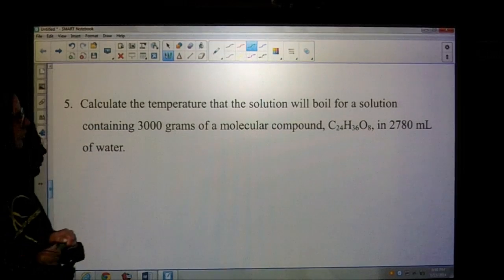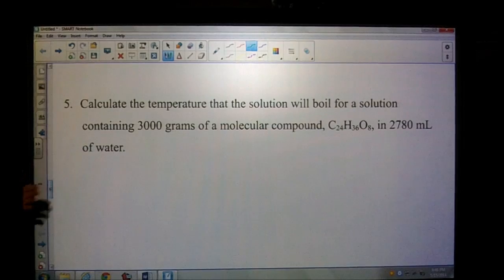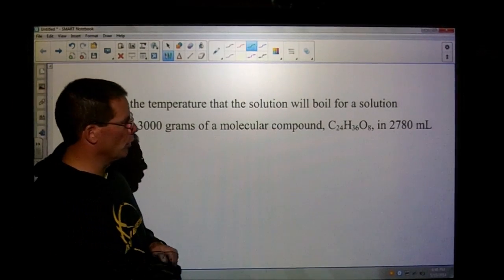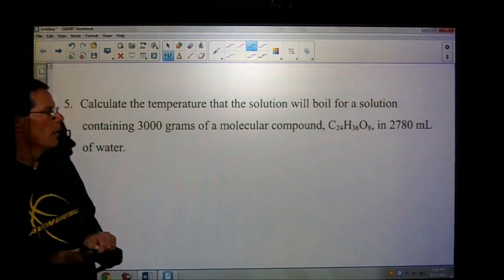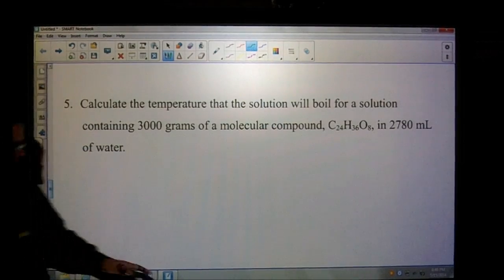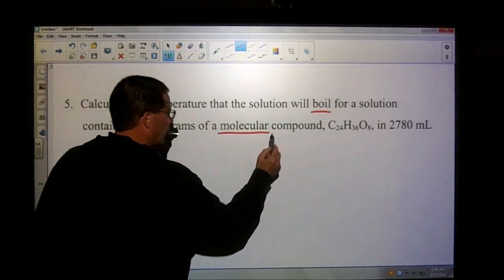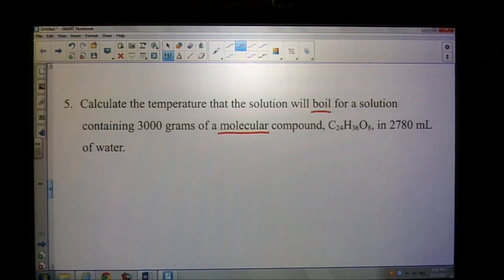Number 5, calculate the temperature that the solution will boil for a solution containing 3,000 grams of a molecular compound, C24H36O8, in 2,780 milliliters of water. Okay, a couple things you need to pick up on: boil, and molecular compound. Two biggies to pick up on.